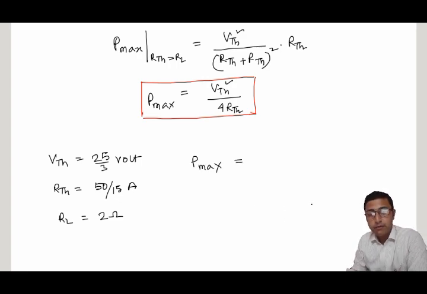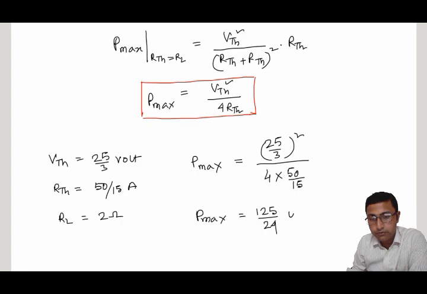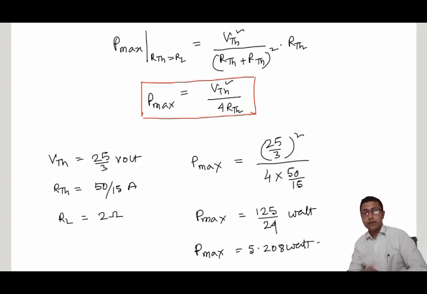So what will be the maximum power? By placing RL equal to RTH, it will be VTH square, that means 25 by 3 whole square by 4 into RTH, that means 50 by 15. By calculating this, you will find your maximum power will be 125 by 24 watt. So it is near about 5.208 watt. This is the maximum power for the previous circuit.